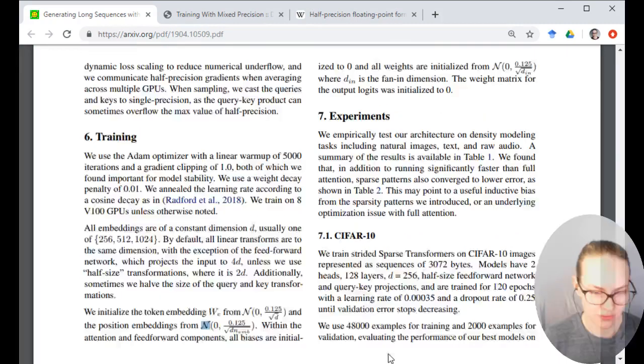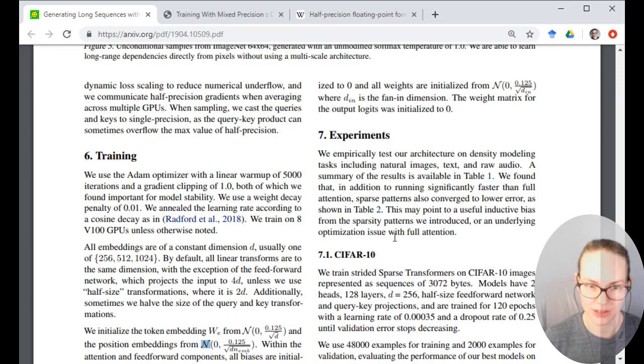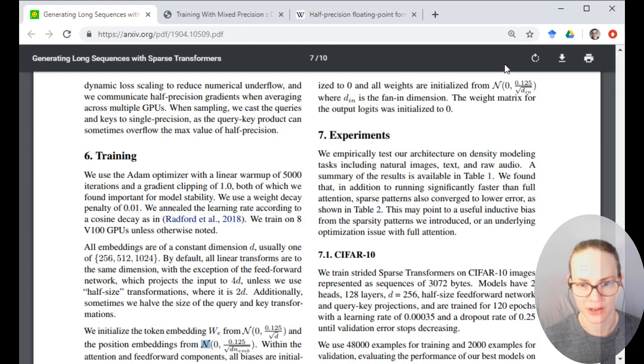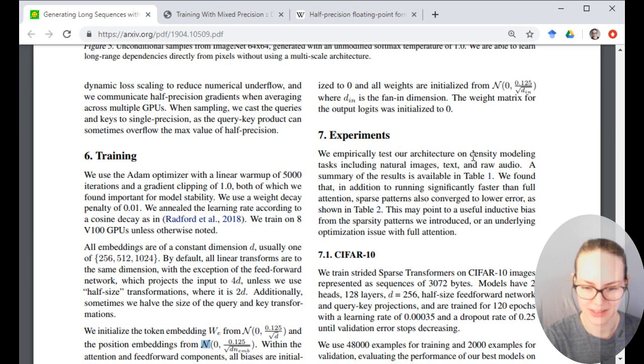Within the attention and feed-forward components, all biases are initialized to 0, and all weights are initialized from a normal distribution with a mean of 0 and standard deviation of the square root of one over the fan-in dimension? Fan-in dimension? Variance, normal distribution with mean, standard deviation. Thank you. Normal or Gaussian.